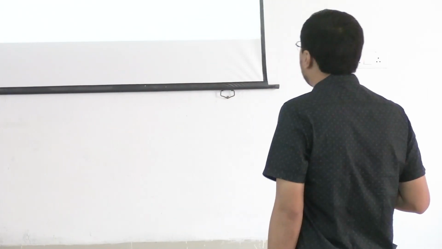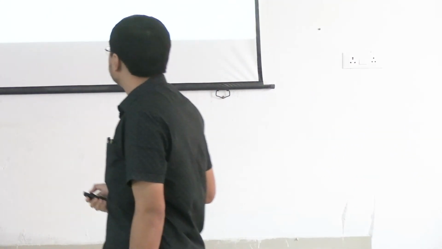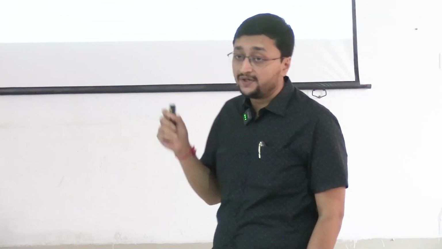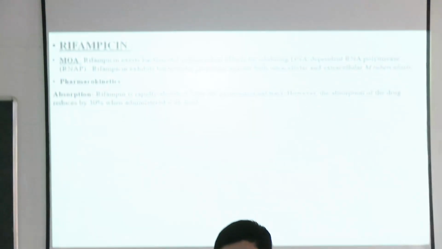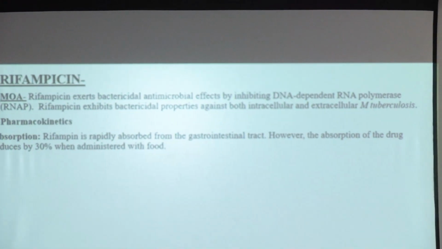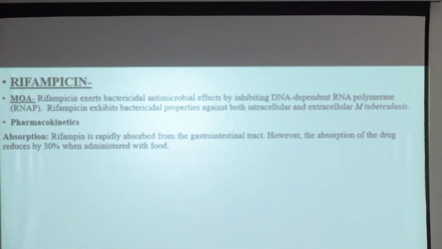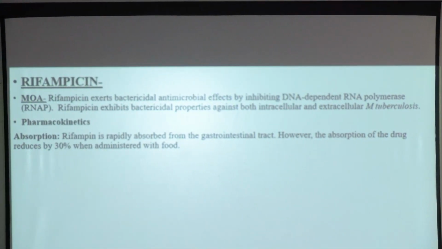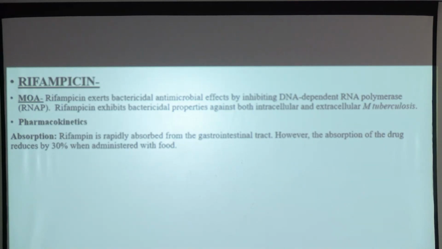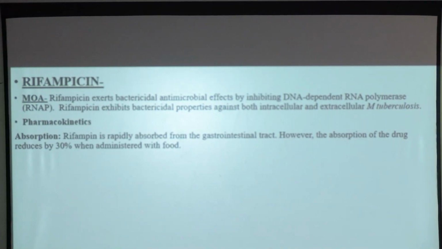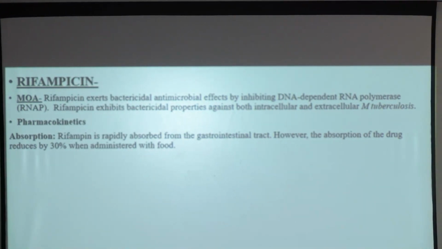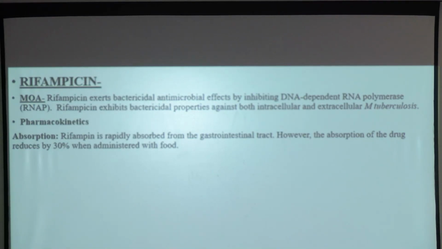Actually rapidly absorbed from GI tract, and the absorption of the drug is hampered by 30% by food administration. So that's why the absorption of the ATD drugs, specifically isoniazid and rifampicin, is hampered if you take the drug with food. So you have to take the drug before food, right? 1 hour, specifically 1 to 1.5 hours prior to food intake.